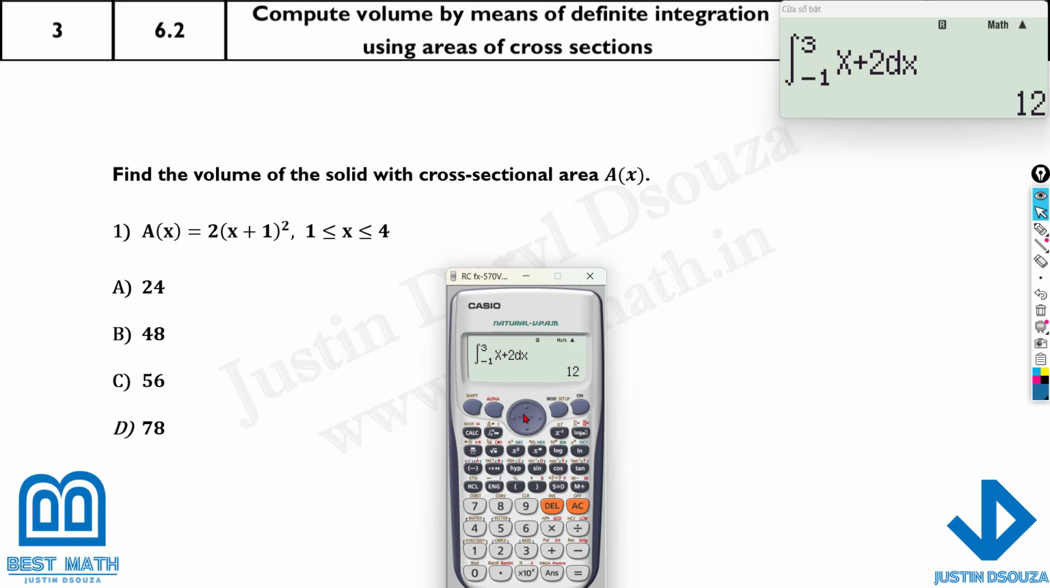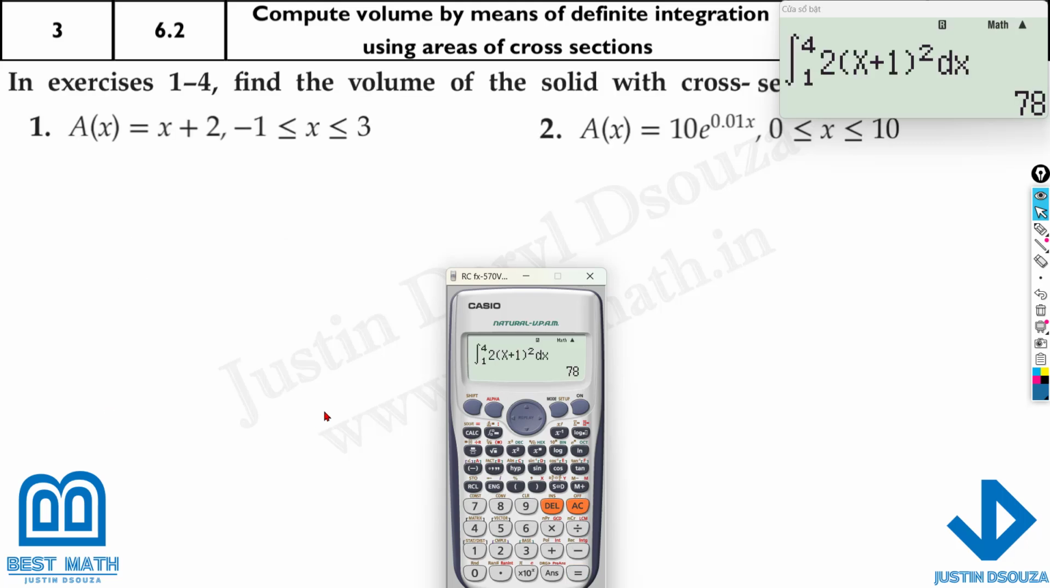Similarly, we can solve this one here. Again, integral 2 bracket x plus 1 the whole squared. And the limits are 1 to 4. The answer is 78, option D. Similarly, you can try these by yourselves. I'm going to do the second one. Doesn't matter how the equation is, just type it out.